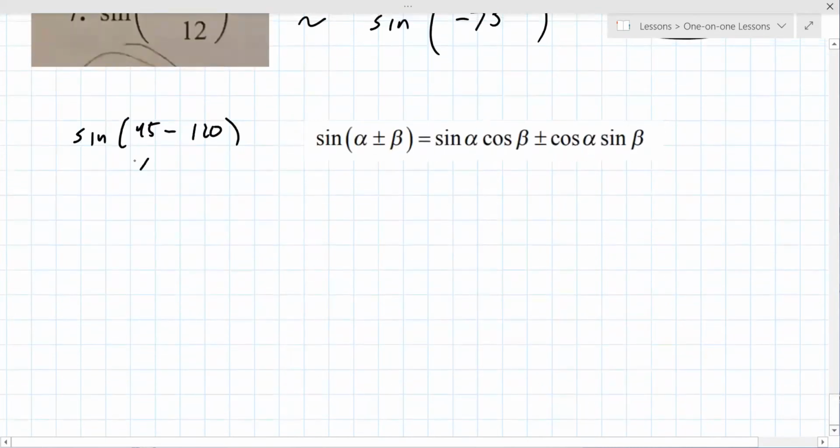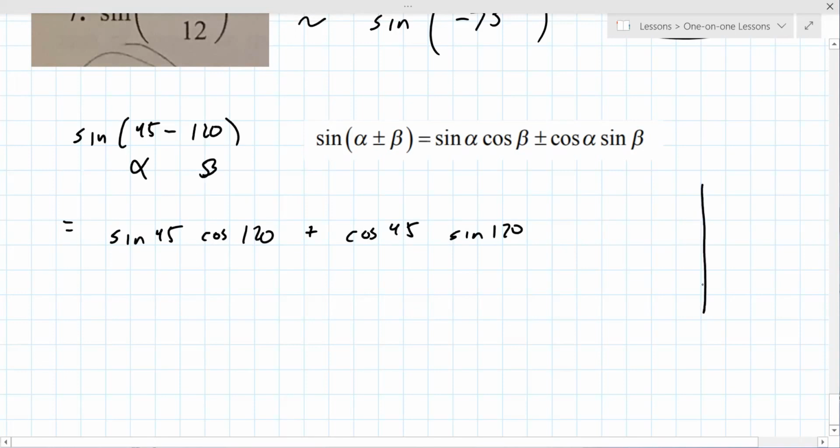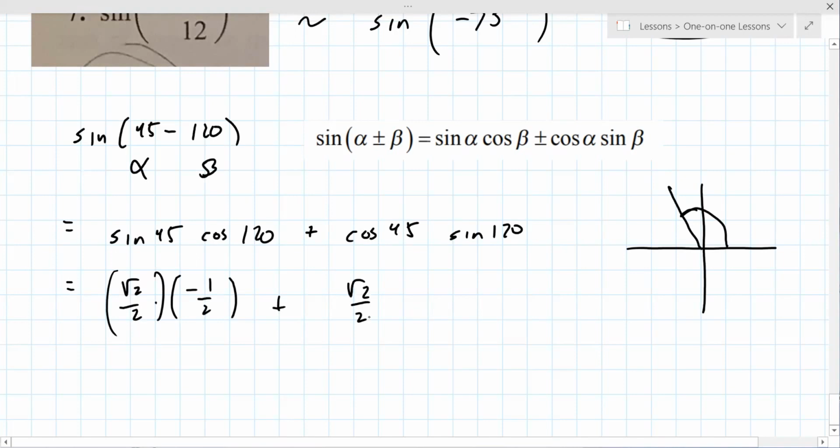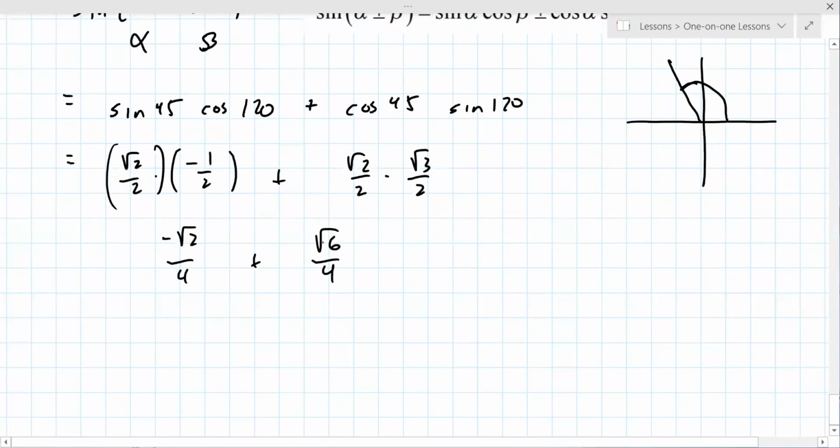So again, your alpha is 45, your beta is 120. So this is sine 45 cosine 120 plus cosine 45 sine 120. If you've got your unit circle, it's really handy. So sine 45 is square root of 2 over 2. Cosine of 120 is minus 1/2. Cosine 45 is square root of 2 over 2. Sine 120 is square root of 3 over 2. So that's minus square root of 2 over 4 plus square root of 6 over 4. You do combine them. I'm going to put the square root of 6 first. Square root of 6 minus square root of 2, that's the top, over 4. That's your final answer on those.